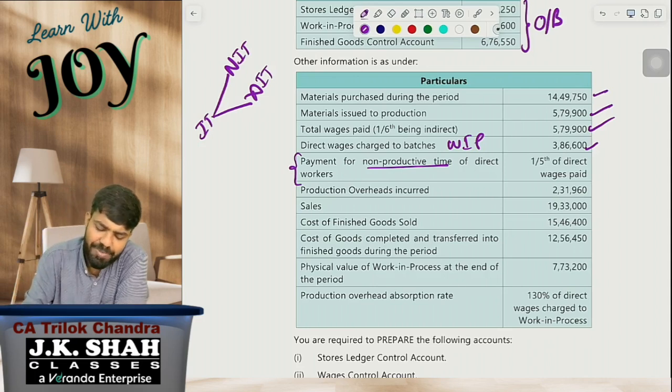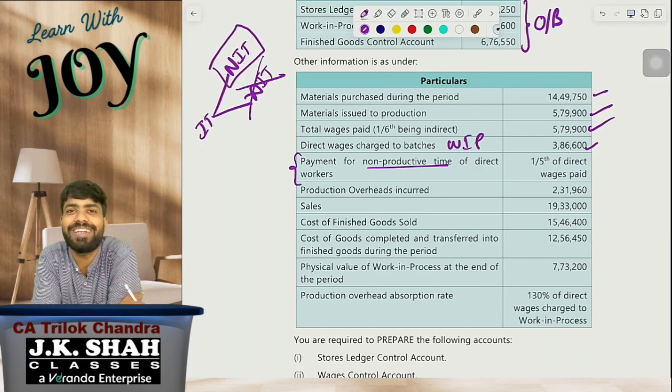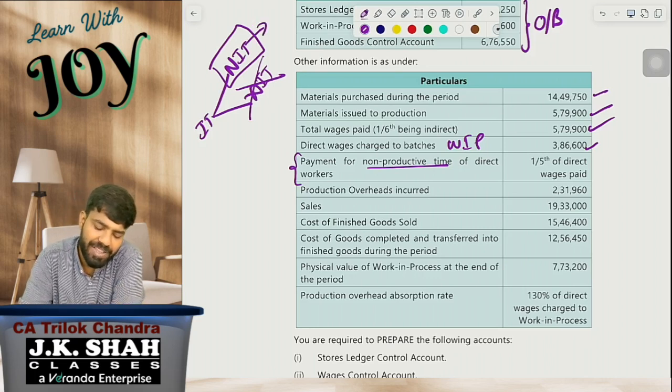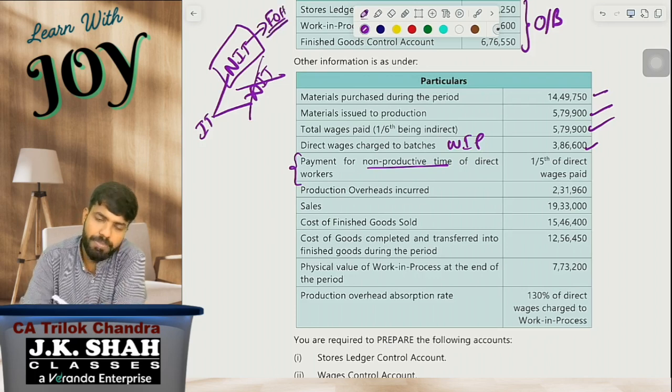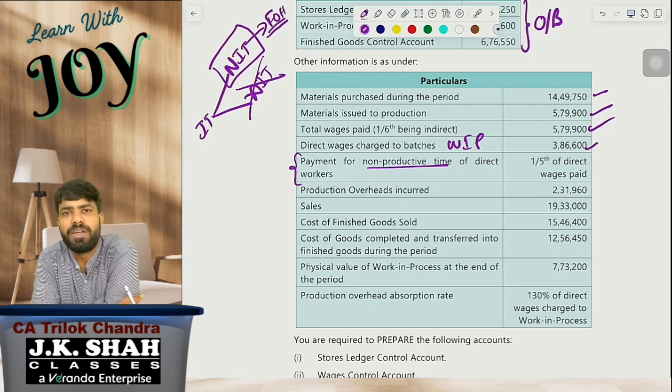But in this question, nothing has been specified. But the Institute has taken it as normal idle time. Are you understanding? If it is normal idle time, labor normal idle time will be transferred to factory overheads. Are you understanding, all of you? Okay, now.